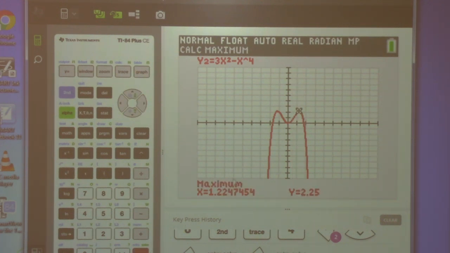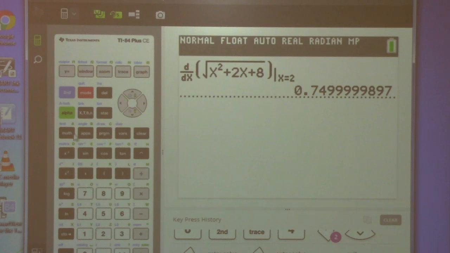It's connecting to prior knowledge. Okay, 1.2247, right? Yep, and that's square root of 3 over square root of 2. Kylie said that that's it. So square root of 3.